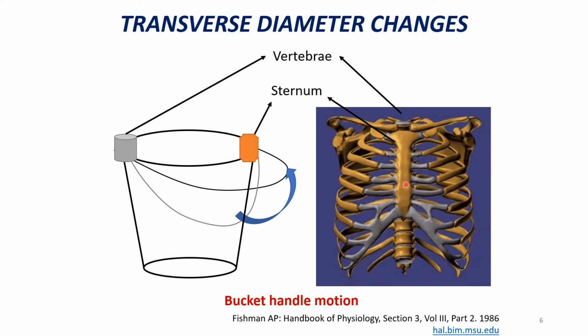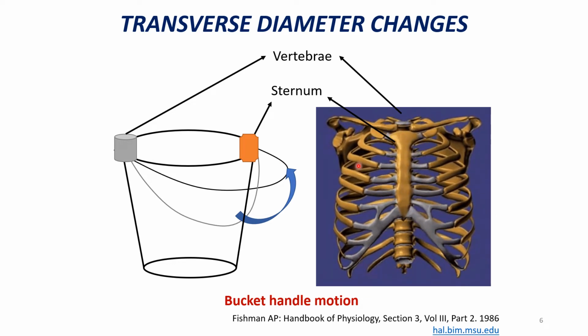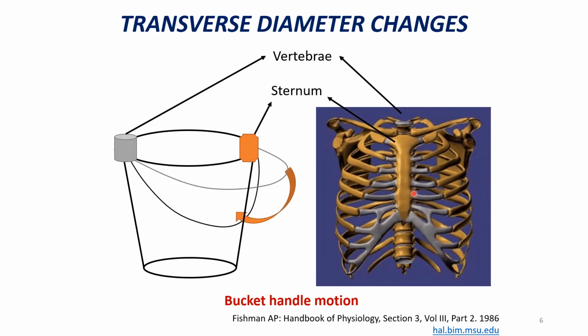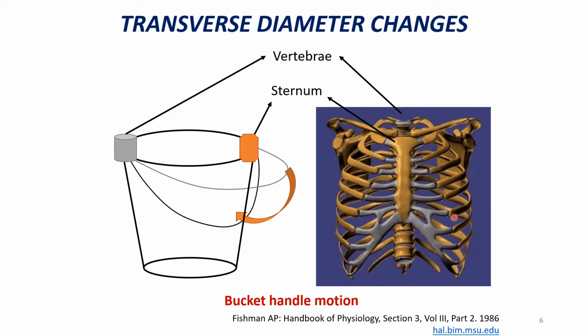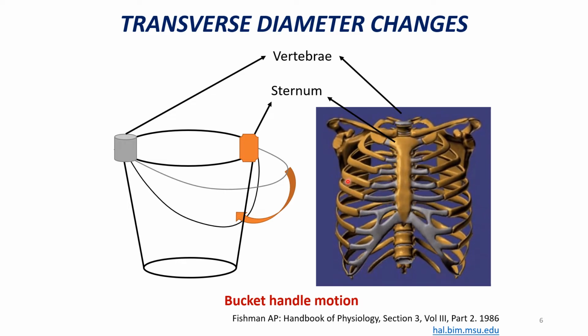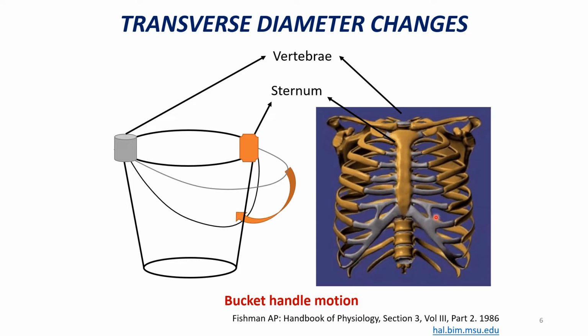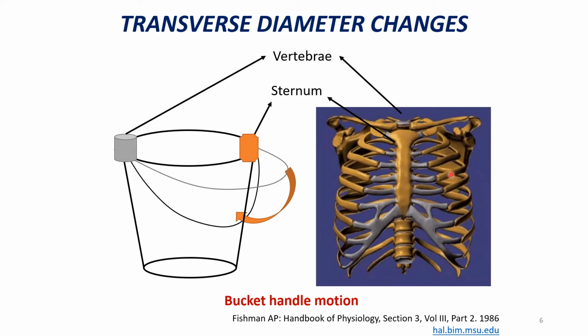For example, this one is one handle of the bucket and this one is the other handle of the bucket. So the bucket has two handles which were downward previously, and during inspiration they become upward and outward laterally. That's why, as they move upward, the transverse diameter increases.